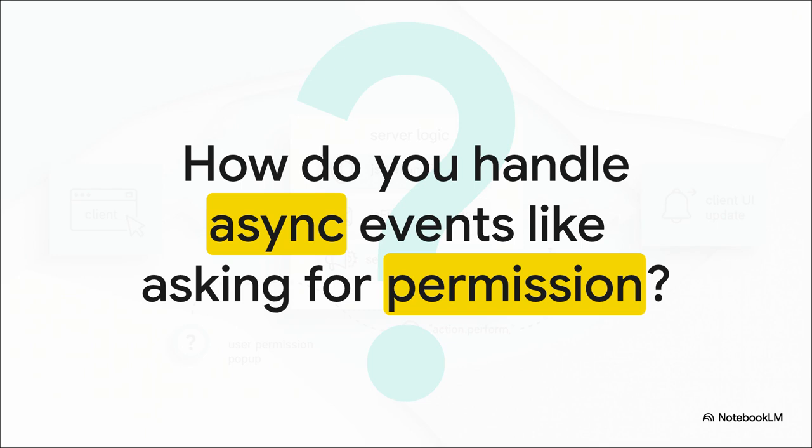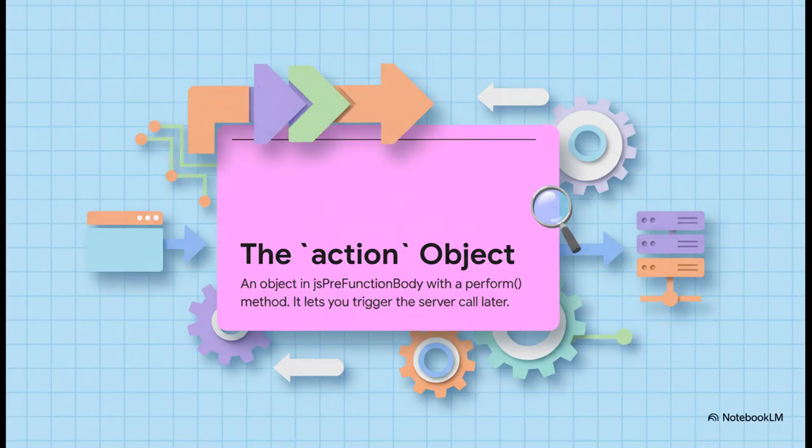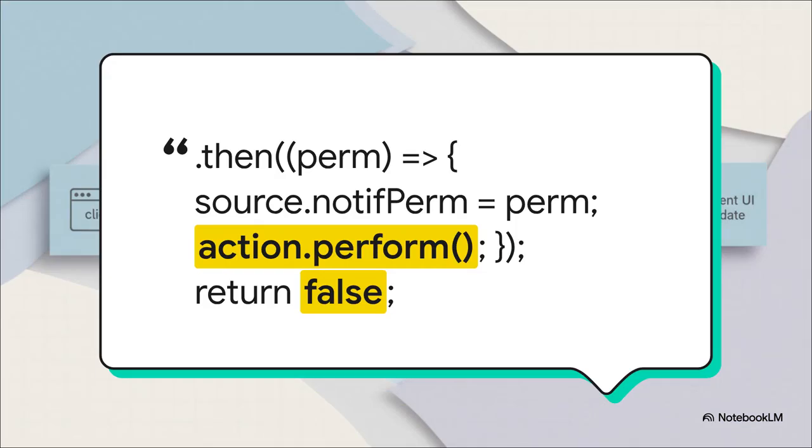So what's the solution? Well, the framework gives us a really elegant way out. It's called the action object. This is a special little object that's available to you right inside your JS prefunction body. So here's the key. Instead of returning true right away, you can call action.perform whenever you're ready. This totally decouples that initial click from the actual server request. It's a game changer.